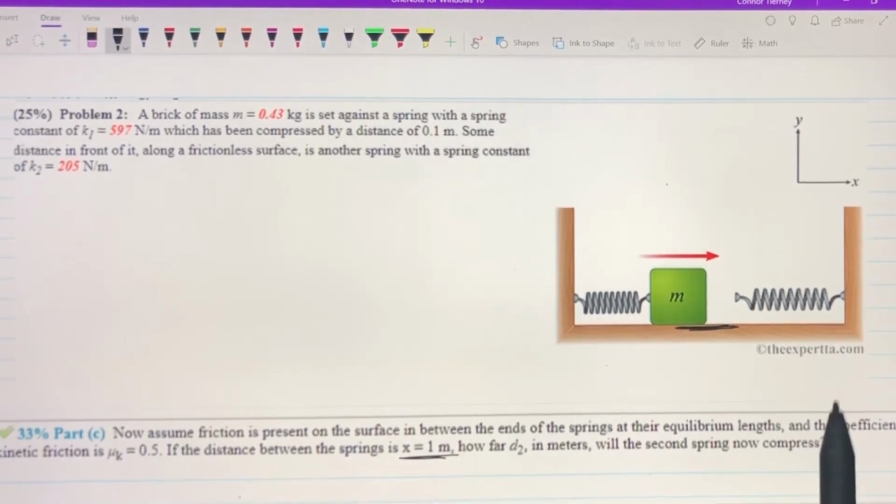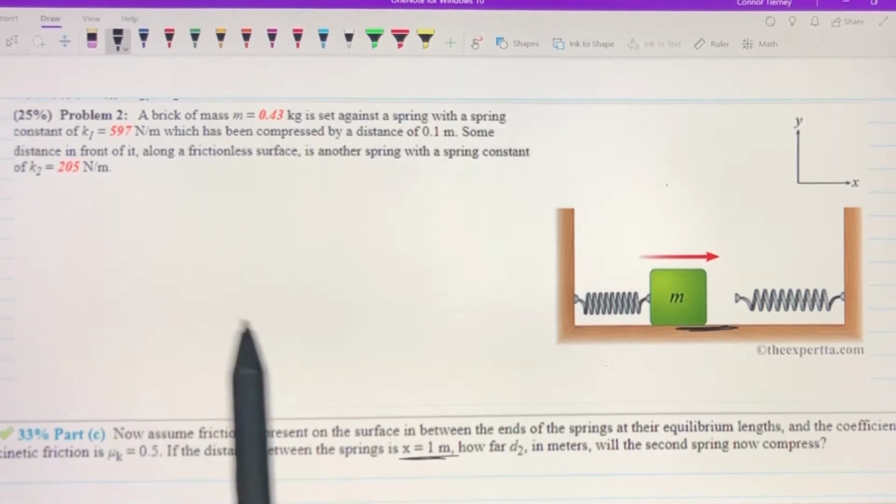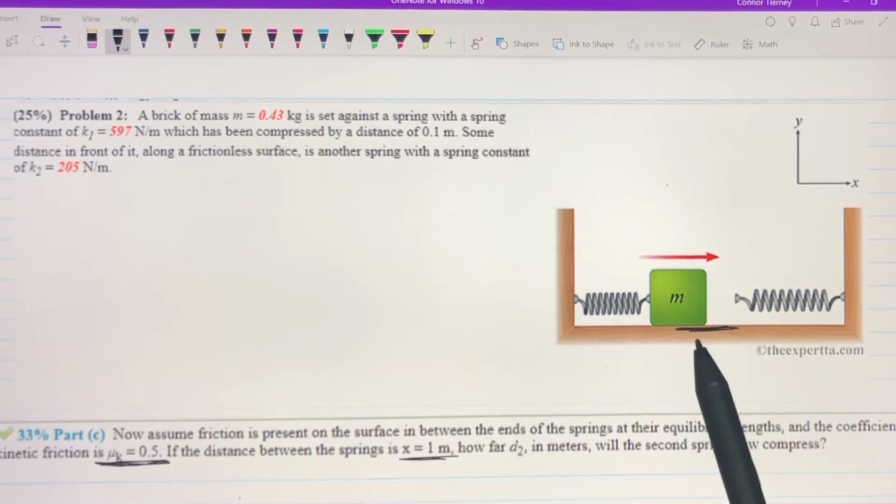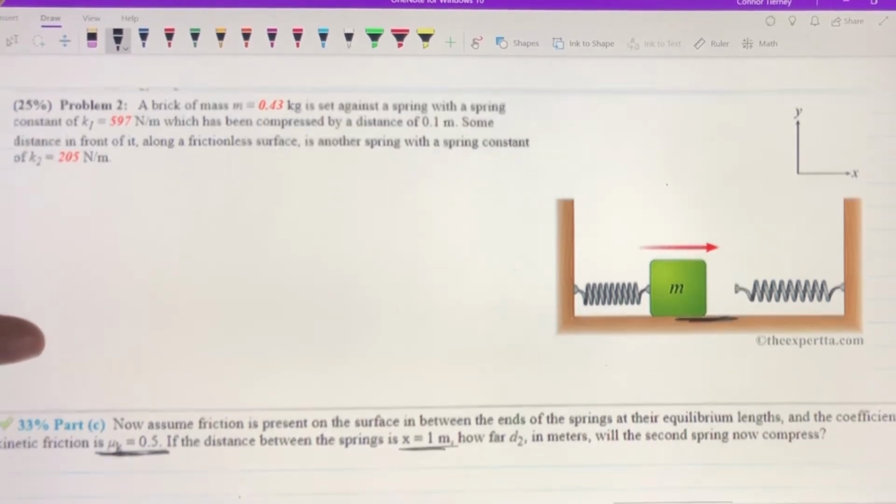And in between, it's not frictionless, like it says up here. For part C, we learned that there is friction, and the coefficient of friction is 0.5. So that is everything we need to get started on the problem.